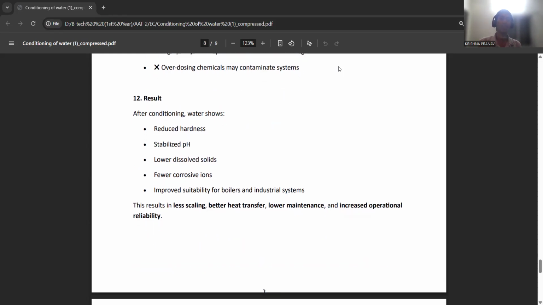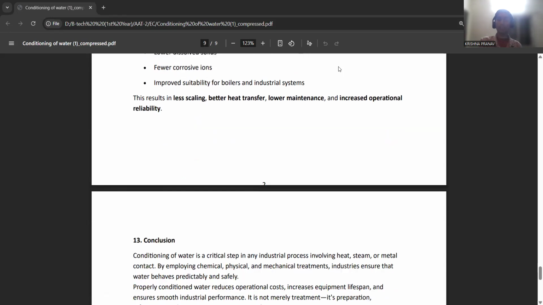Result. After conditioning, water shows reduced hardness, stabilized pH, lower dissolved solids, fewer corrosive ions, and improved suitability for boilers and industrial systems. This results in less scaling, better heat transfer, lower maintenance, and increased operational reliability.